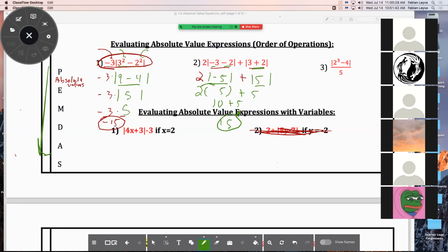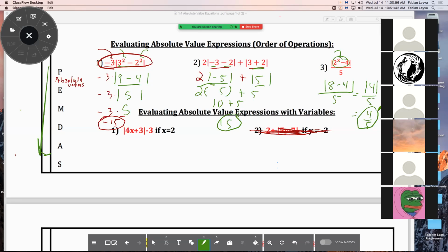So looking at number 3 here, notice that I have the absolute value of something divided by 5. So let's figure out what all this junk in the middle equals. Now looking at that, I can see the first thing that shows up are exponents. So 2 to the 3rd power is 2 times 2 times 2, which is a +8. Don't forget to minus the 4. 8 minus 4 is a +4. Absolute value of a +4 is just 4.